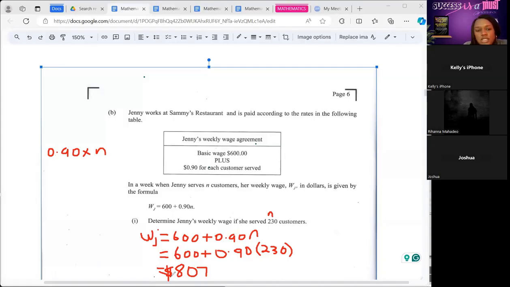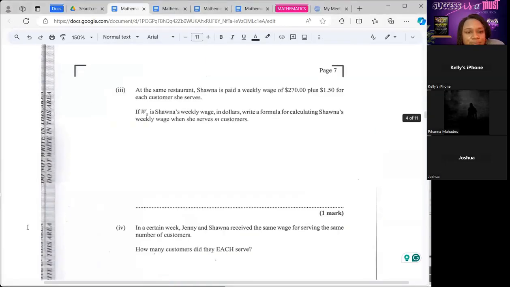Does anybody have any questions about this before I move on to the next part? Okay, nobody's saying nothing. Cool. So I don't know if anybody's writing. I highly doubt. So I'm going to clear the screen. I'm going to go down to the next part.